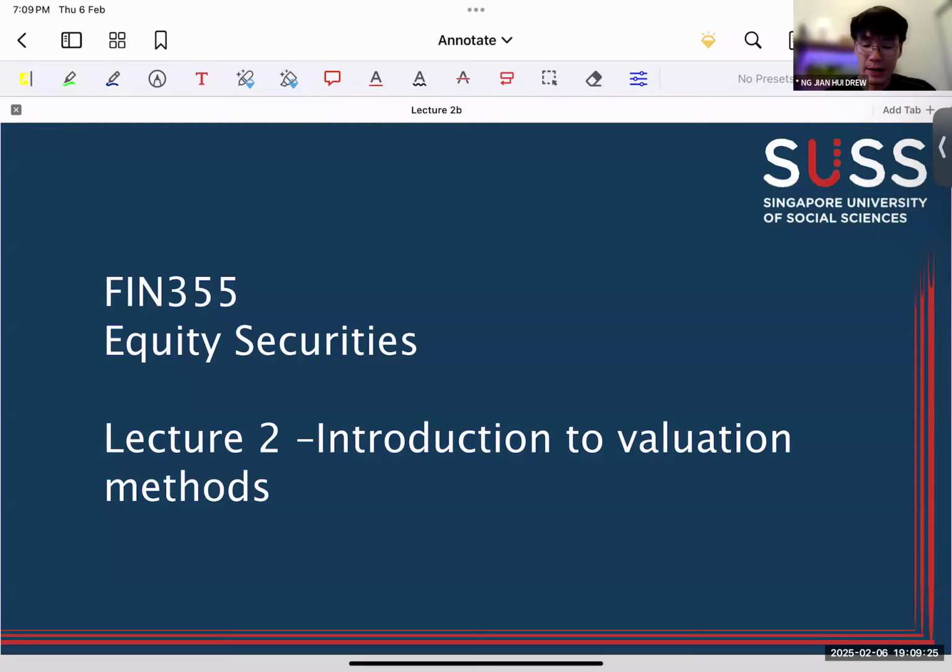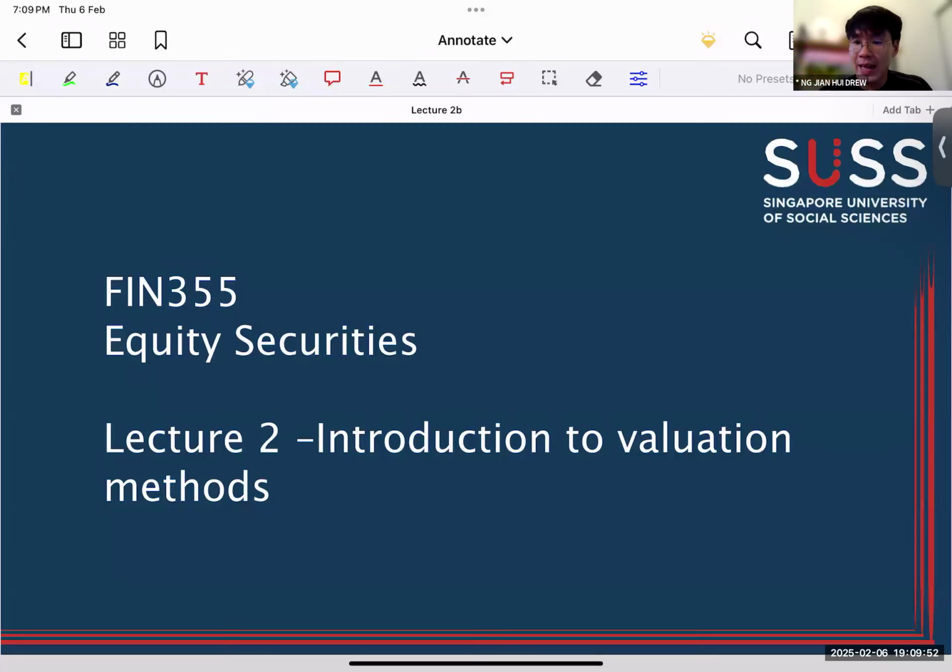Okay, so for today's lecture, we are now going into the quantitative aspect of valuation, right? So this is where we'll cover your discounted cash flow model. Now, has anyone heard of this term called discounted cash flow model before? Yes. Okay, that's good.